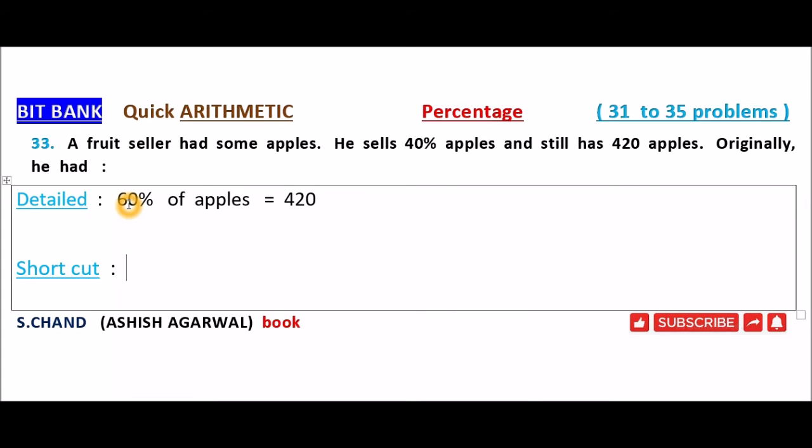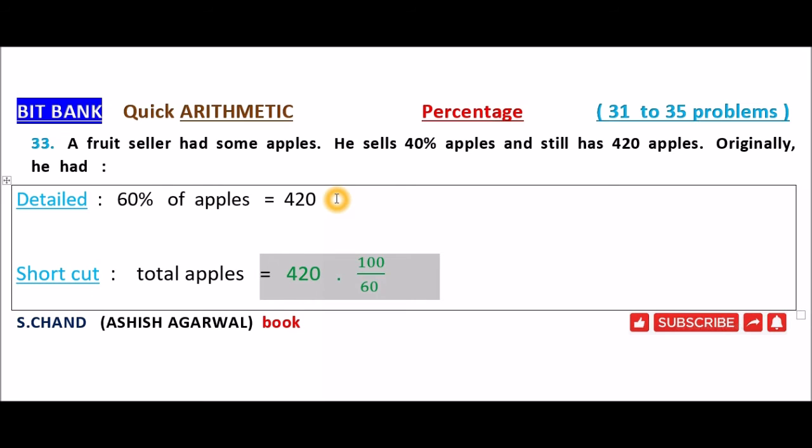Shortcut. After selling 40%, the remaining percentage of apples is 60%. So 60% of total apples is equal to 420. I want the number of apples. 60% means 60 by 100. If I send this 60 by 100 to the other side, it becomes 100 by 60. So the number of apples is equal to 420 into 100 by 60. After simplification, we get 700 apples. So originally he had 700 apples.